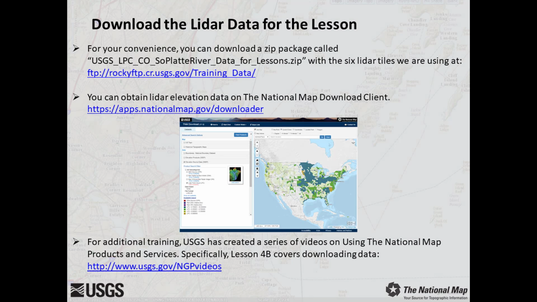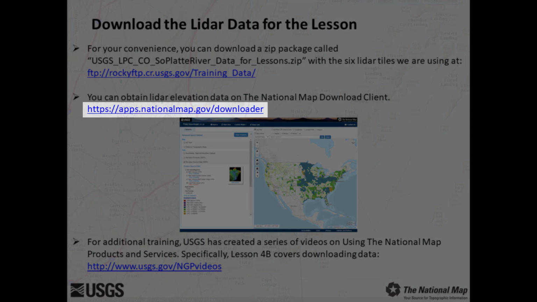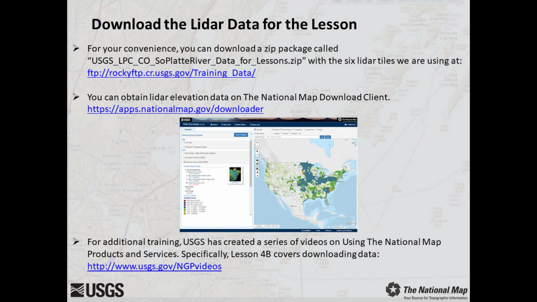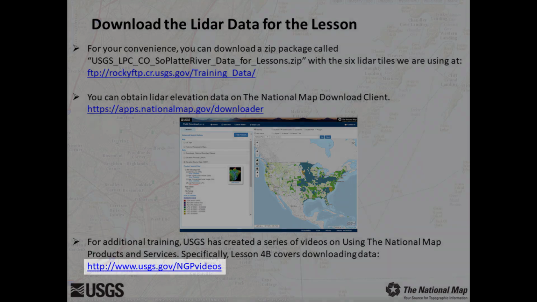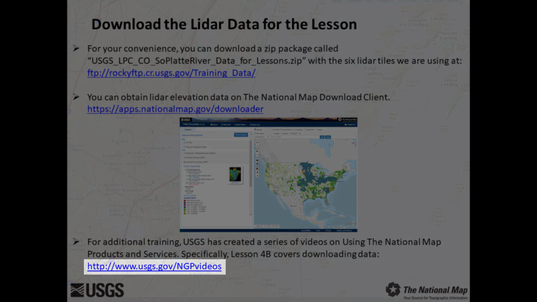After you've downloaded the LiDAR data, extract the zip file into a folder on your local computer to use during this lesson. The National Map has a download client where you can find USGS products including elevation data such as LiDAR point clouds at apps.nationalmap.gov/downloader. If you are interested in learning more about downloading products on the National Map, be sure to check out our training videos located at www.usgs.gov/ngp videos.